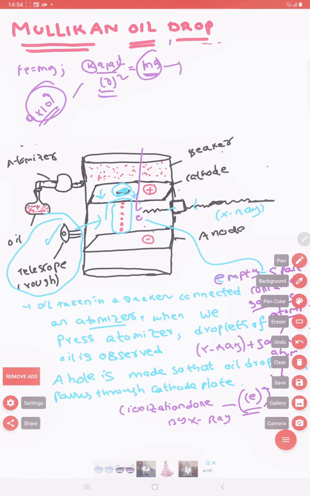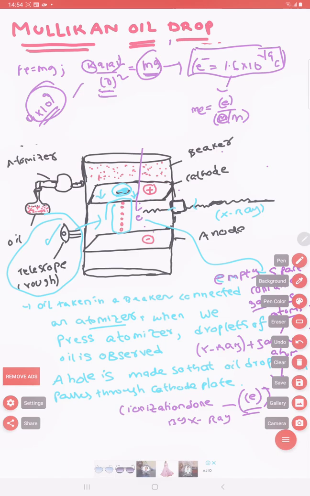Now from this, the charge of the electron is obtained as 1.6 into 10 power minus 19 coulomb. Chak de, coulomb means the charge of one electron is 1.6 into 10 power minus 19 coulomb. And from this equation, mass of electron is equal to e by m.